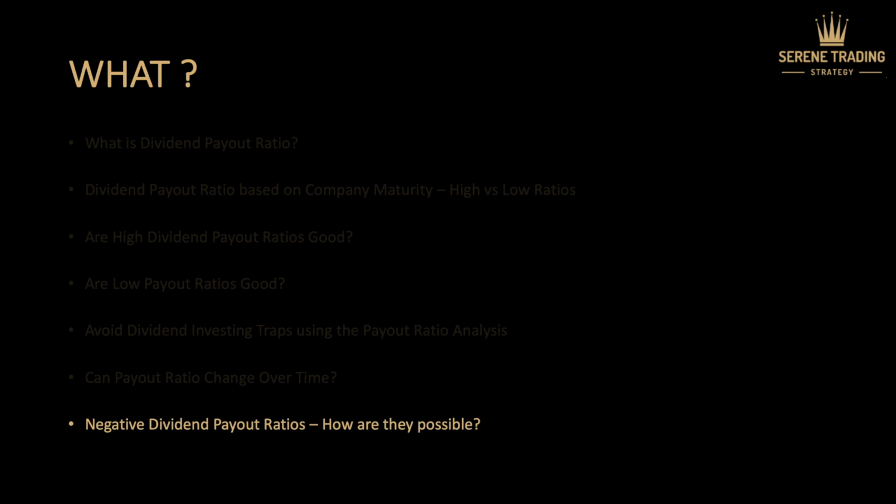So in those years, since the net income is negative, the dividend payout ratio will also be negative, because now you're calculating the dividend being paid out as a percentage of a negative number. So don't get confused with negative dividend payout ratios. It basically means that the company that year has made a loss and still it has continued to pay out the dividends. So this is what I wanted to cover, and we have covered a lot of information here.